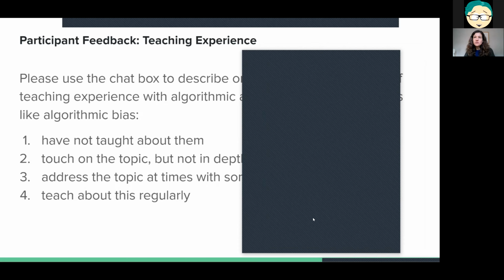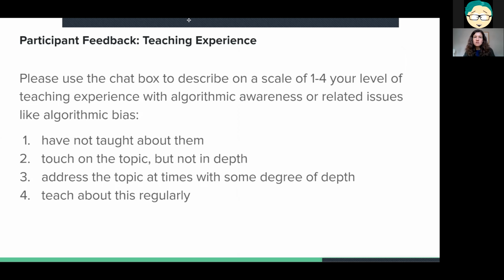So 52% have not taught about them. 37% teach on the topic, but not in depth. 6% address the topic at times with some degree of depth, and then 4% teach about this regularly. Okay, so sounds like we've got a range of experiences, most people somewhat new to it. So it'll be valuable to have your different perspectives when we move into discussion. All right.